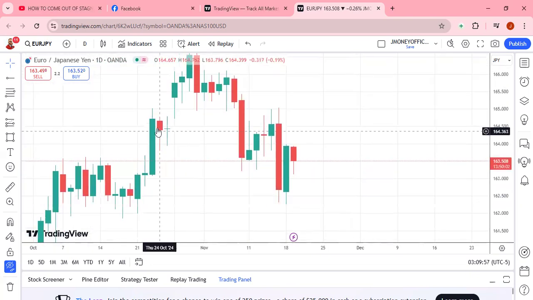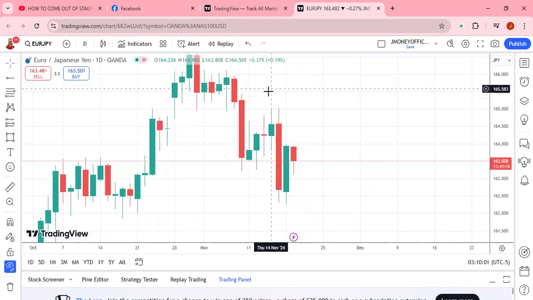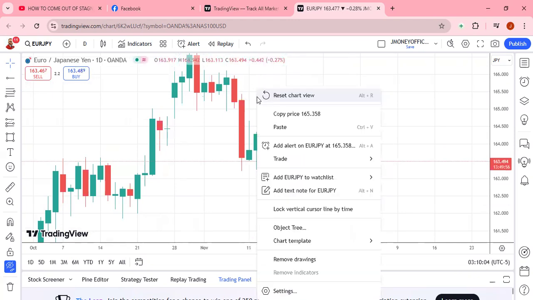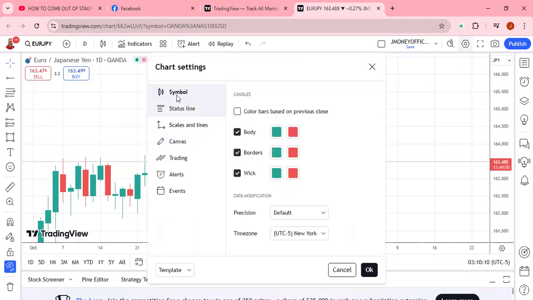Now, these colors you can change the way you want them. When you right click, even on your phone it may be different, but on any system when you right click, you go to settings, then you see the symbols, the candles, the body, the borders, and the wick. So what it means here is that this green are candles that are going up, and this red are candles that are going down.